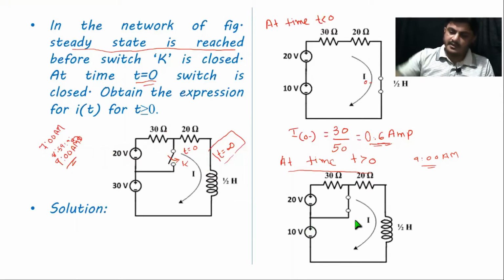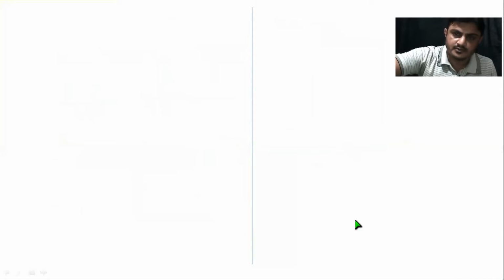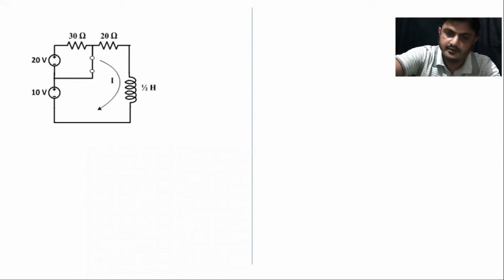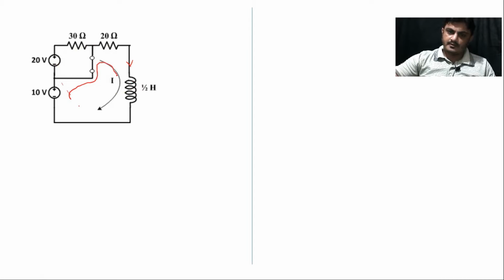Now you have to apply KVL. Let me draw the circuit again. What I have to calculate is the current flowing through this inductor. Maybe it is possible to apply KVL in this particular loop also, but to simplify, I will use this loop. This is the loop I am going to apply so that I will get the solution.